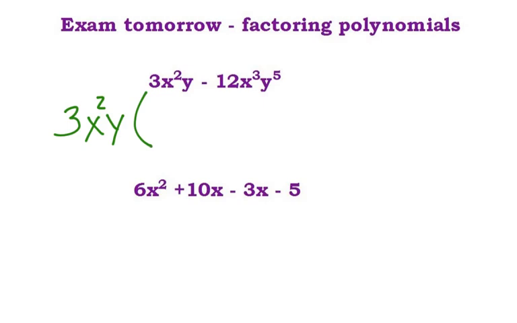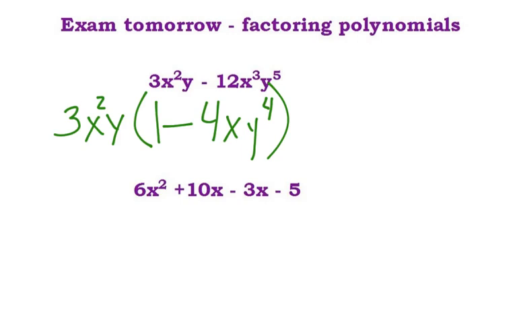Pull those out, and it leaves you 3 divided by 3 is 1. X squared cancels. Y cancels. So just 1. Minus 12 divided by 3 is 4. X third. You're going to subtract your exponents. 3 minus 2 is 1. So just x. Same thing for your exponents on y. 5 minus 1 is 4. So y to the 4th.